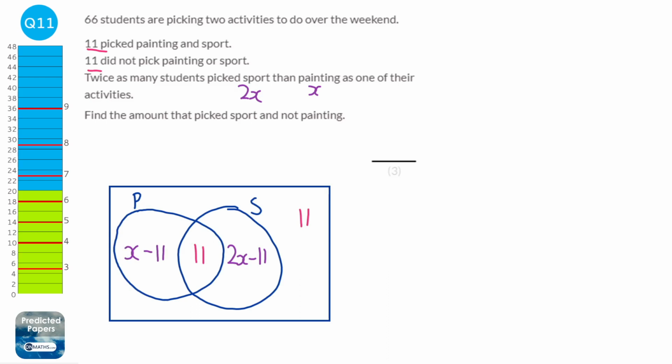Now we know that there are 66 students in total. So what we can do now is add up all of the parts of the Venn diagram and get it equal to 66.